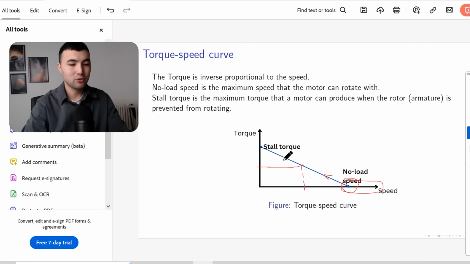If I apply more torque, at some point we reach this critical point, where we have zero speed and the maximum torque that the motor can produce. In this case, we call it stall torque.